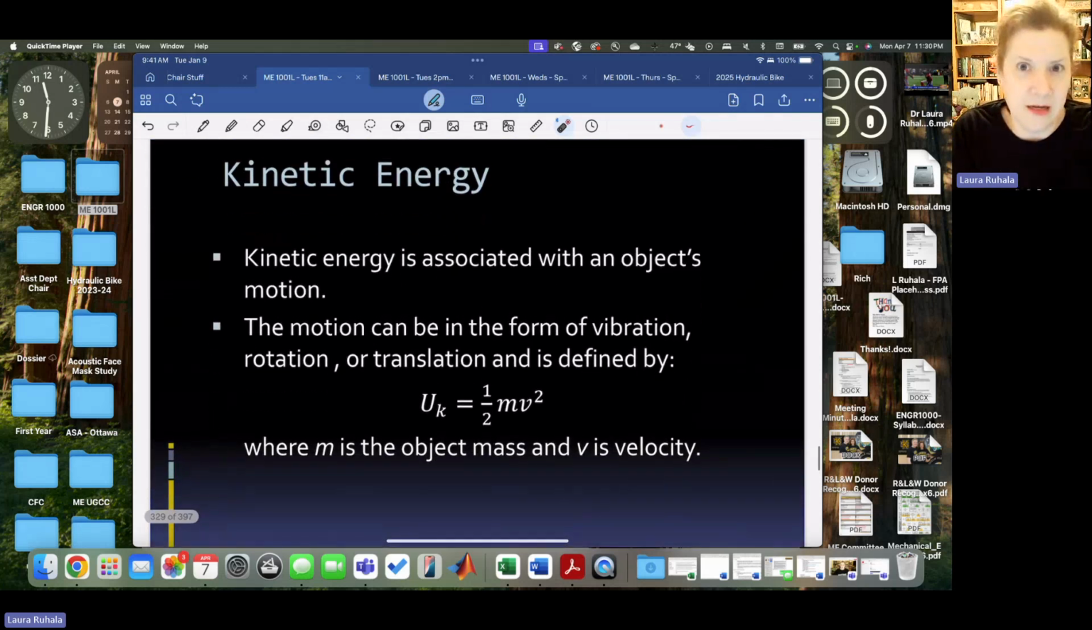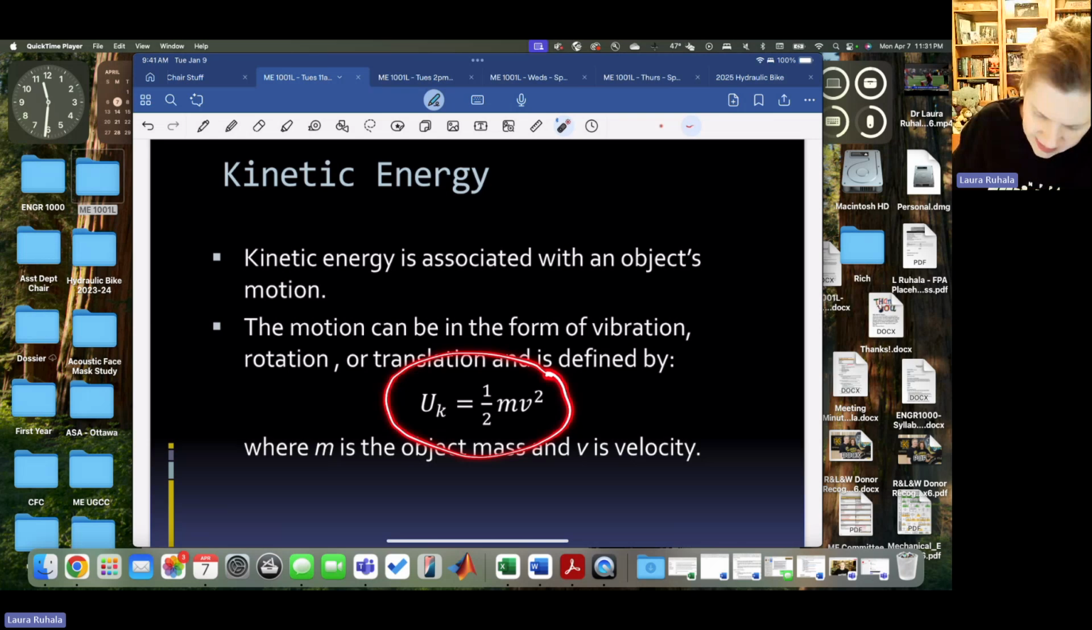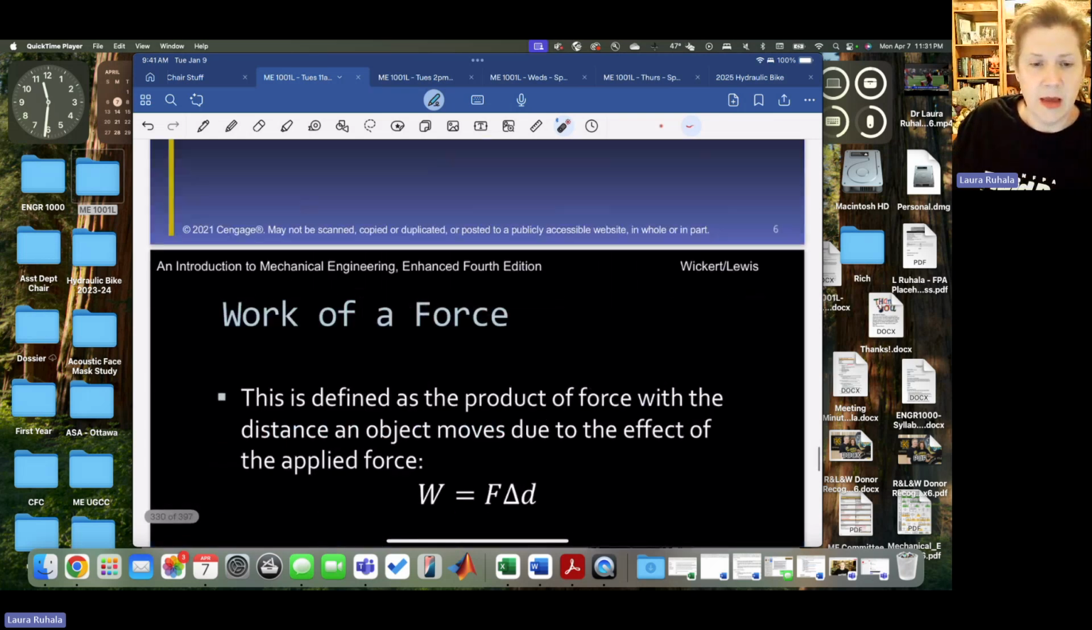It doesn't look like a spring, but it still has elastic potential energy. And then we have kinetic energy. Kinetic energy is the energy associated with motion. It can be in the form of vibration, rotation, or translation, and that is 1/2 mv squared, where m is the object's mass and v is its velocity.